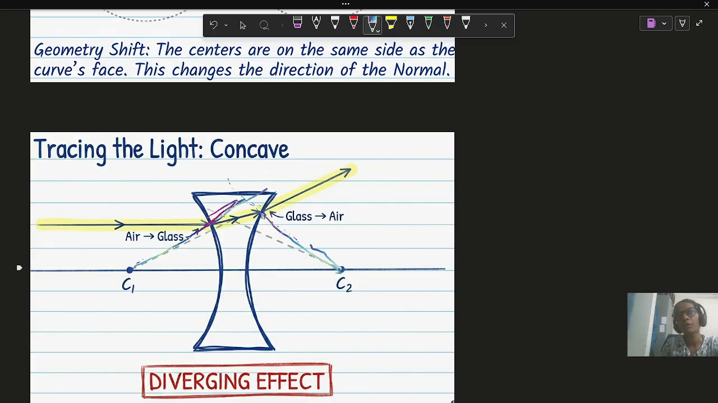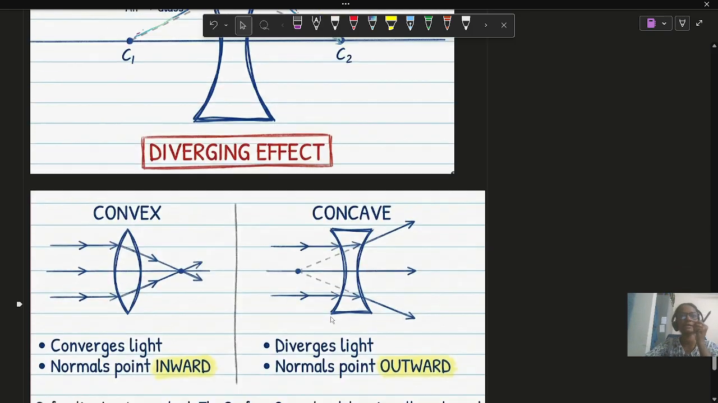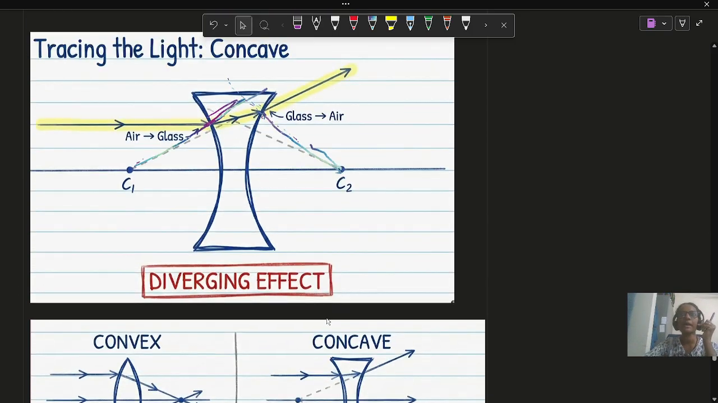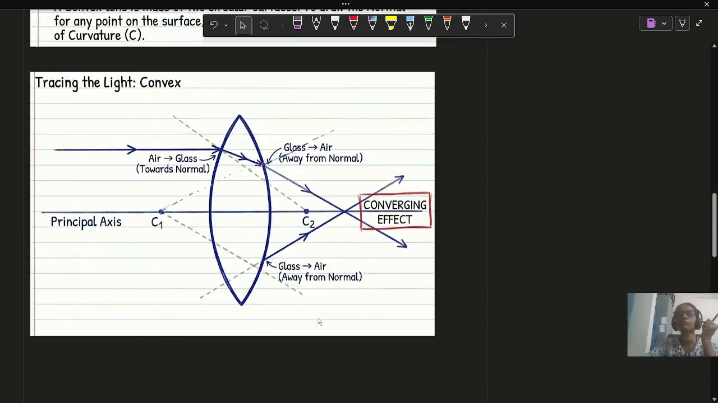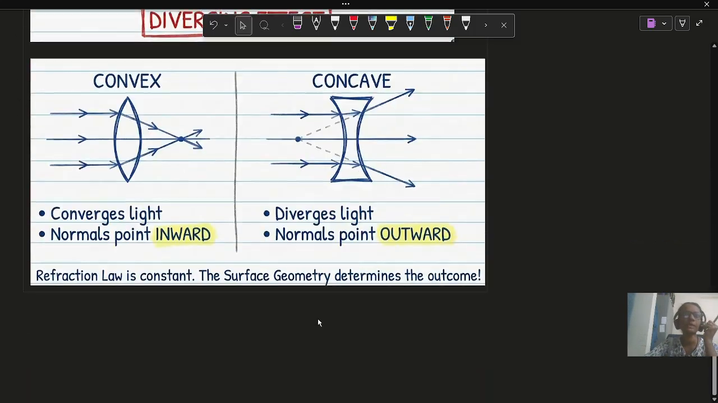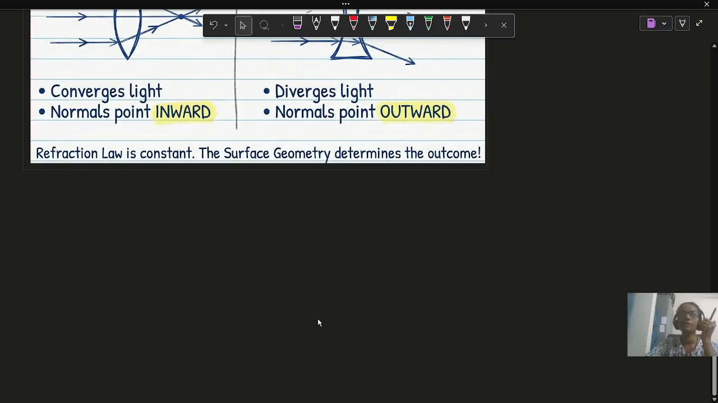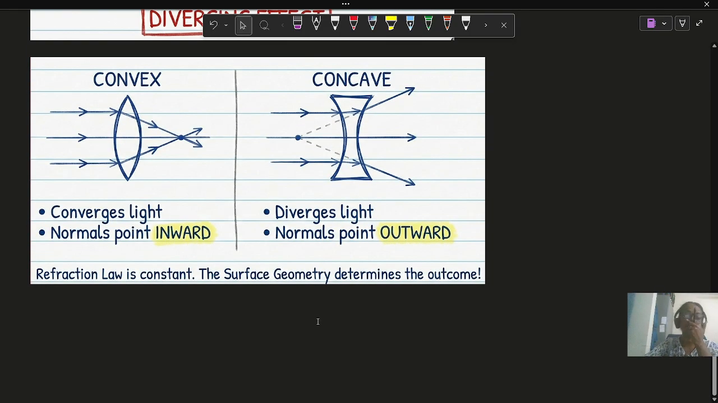Now this is the normal, and the light ray is coming here. Then the light ray will be moving from denser to rarer. That's why it will move away from the normal, away from the normal. That's why it is moving away from the principal axis. That's why we can say that it diverges. The concave lens diverges, right? So the diverging effect is in the concave lens and the converging effect is obviously in the convex lens. We got the point: converges light and diverges light.